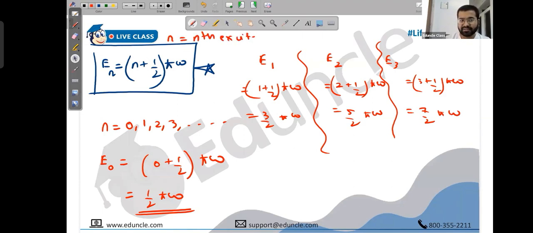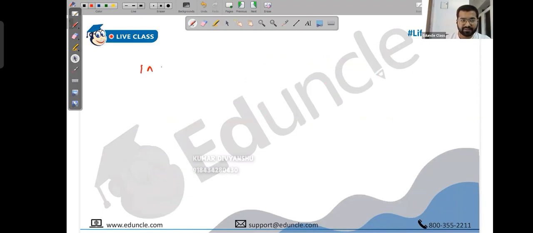Nth excited state. It's not level. Here n is not level. In the 1D box, n was level. n equals 1 was the first level, n equals 2 was the second level, n equals 3 was the third level. In the 1D box, I repeat, when you wrote En as n squared pi squared h squared upon 2 m L squared, there n was level.